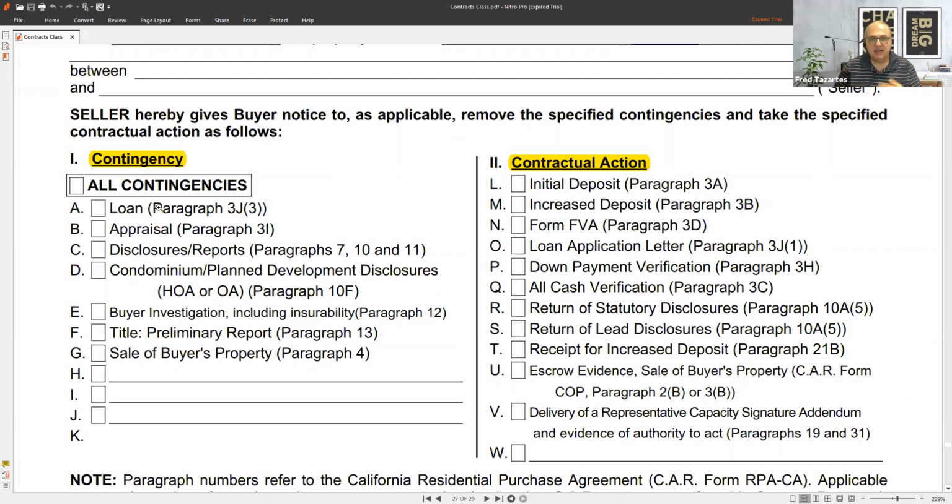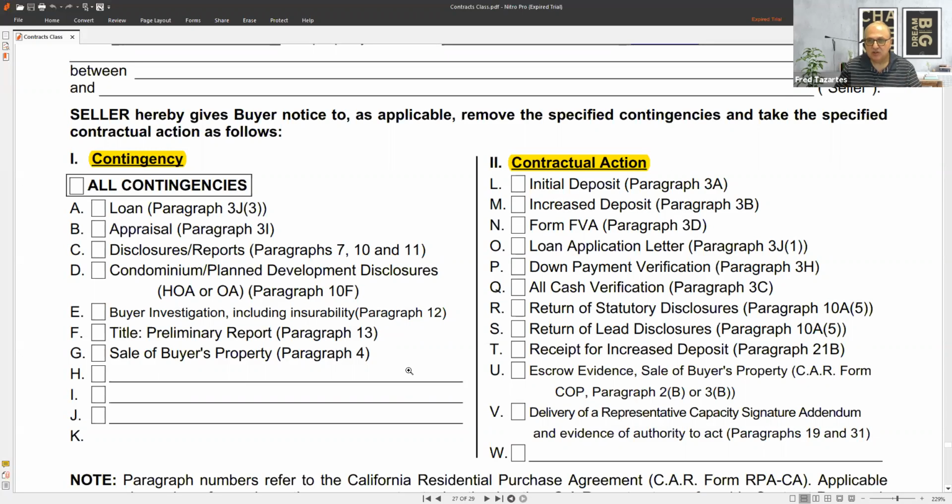Contingencies. Is it past their 21 days? Is it past their 17 days for appraisal? Is it past their disclosure reports to return stuff? The HOA documents, title report. So it's just managing the contract timelines.